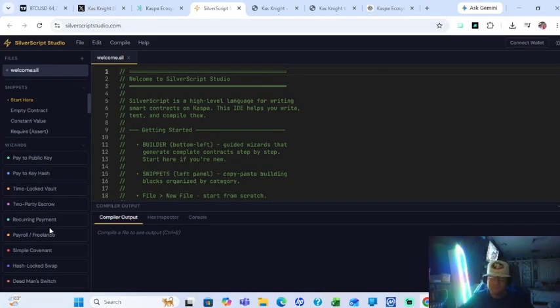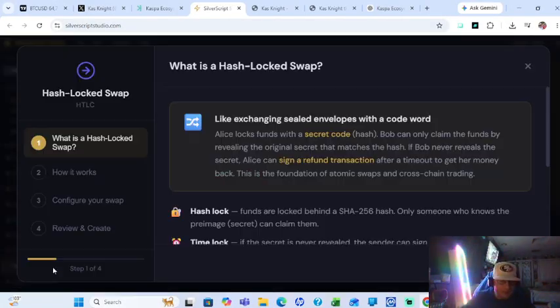All right, hash lock. Where's it at? Hash lock swap. Here we go. What is a hash lock swap? Sealed envelopes with a code word. Alice locks funds with a secret code. Bob can only claim the funds by revealing the original secret that matches the hash. If Bob never reveals the secret, Alice can sign a refund transaction after a timeout and get her money back. This is the foundation of atomic swaps and cross-chain trading.